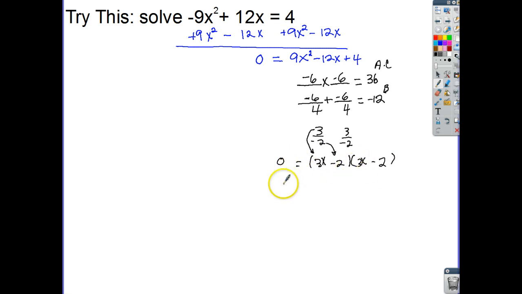Okay, so we're down here. Now we're going to set our factors equal to 0. So 3x minus 2 is equal to 0. And of course this is going to yield the same thing, so I'll only write it once, but I'll know that I got that same answer twice.